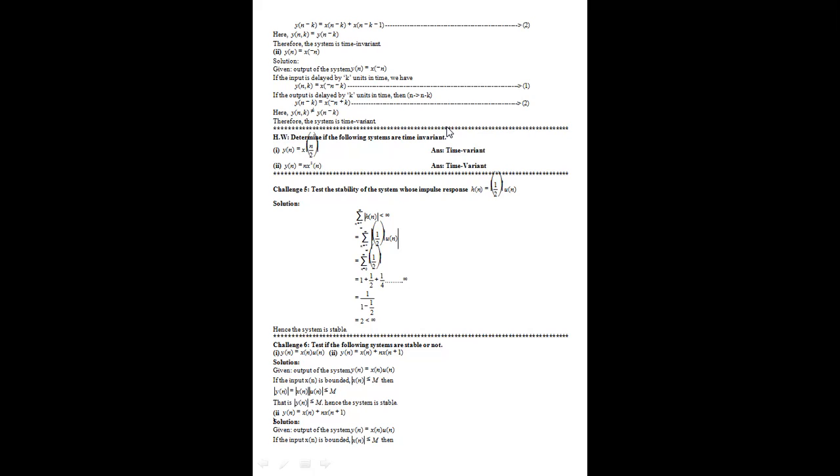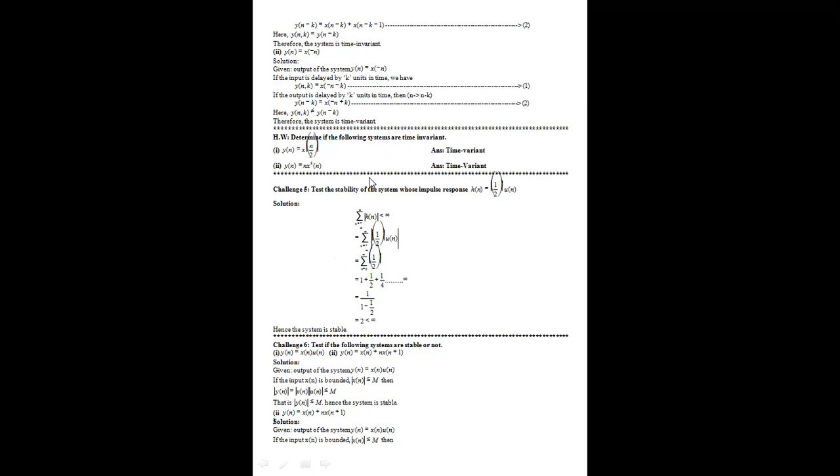Okay, and the next problem is y of n is equivalent to x of n into u of n. When the input is bounded, it should be less than or equal to M. So the given system is stable. The next one, y of n is equivalent to x of n plus n into x of n plus 1. x of n is bounded, less than or equal to M. Then we have y of n is equivalent to x of n plus x of n plus 1. So when you look at it, it is not bounded input and bounded output. So we can conclude that the given system is unstable.